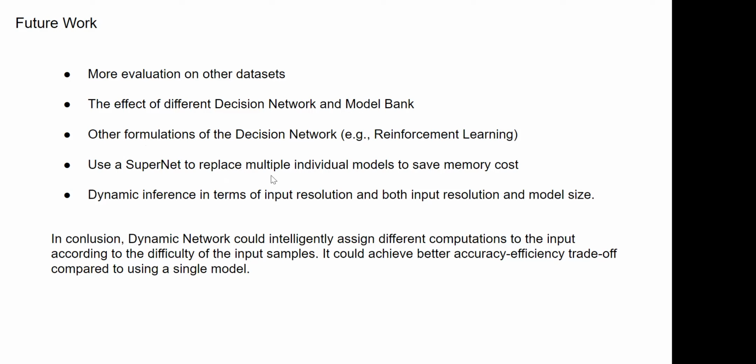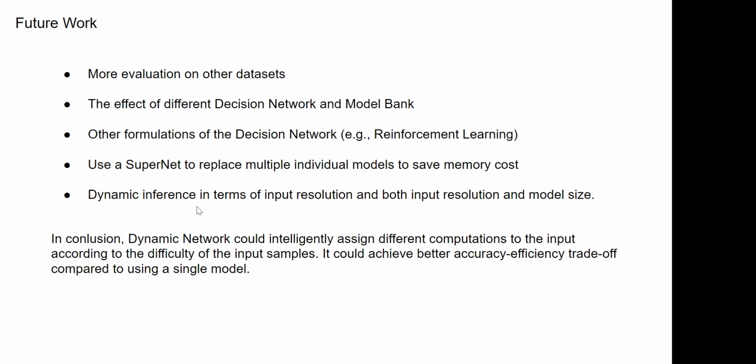And also for the model bank, currently I'm using multiple individual models, and they are going to consume more memory compared to one single model. So one strategy to deal with this is that we can train a super model. That is, one model that can run at different network weights or different network depths. Then we only need to keep one model instead of multiple individual models.